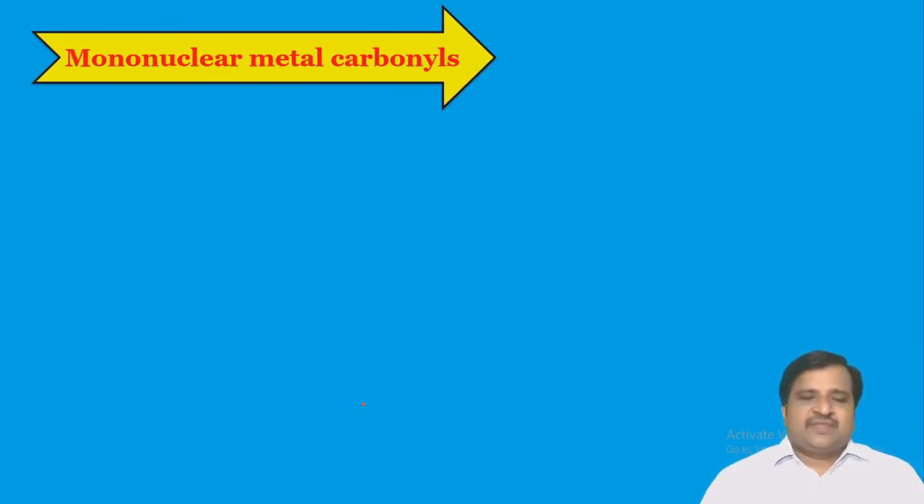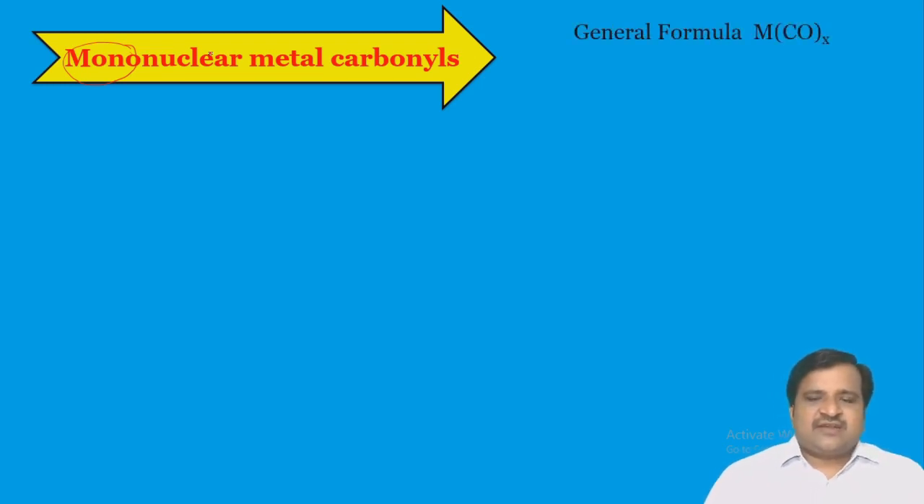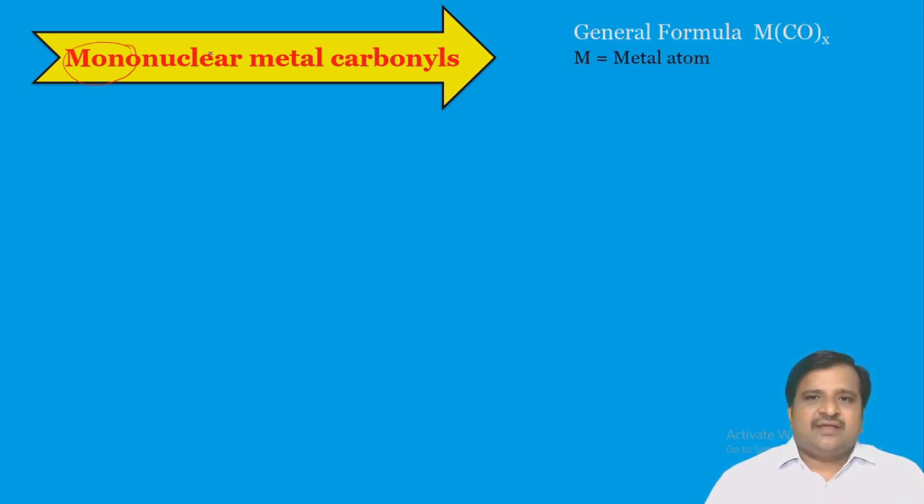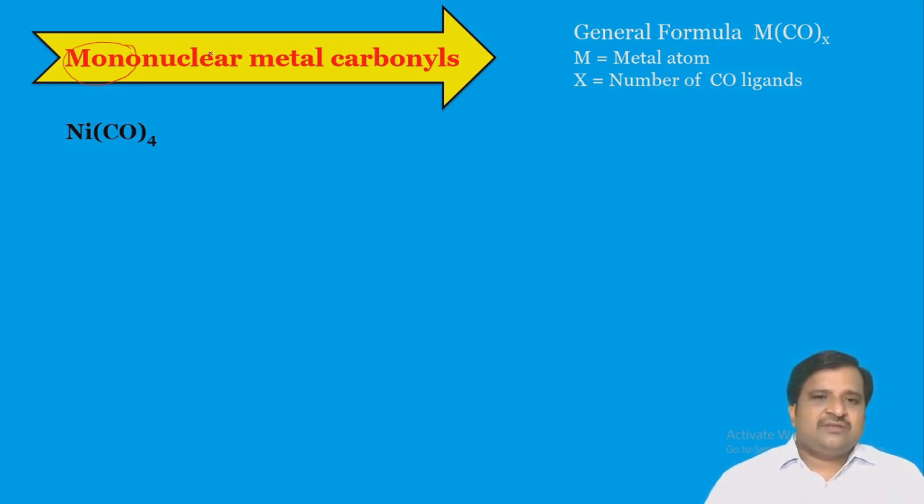mononuclear metal carbonyls. Mono means single, so in these carbonyls only one metal atom is present, that is, one nucleus is present. The general formula is M(CO)x, where M is the metal atom and X is the number of CO ligands. Here only one metal atom is present, and there are X number of CO ligands attached to the metal atom. Examples: Ni(CO)4, Fe(CO)5, V(CO)6 and Cr(CO)6.